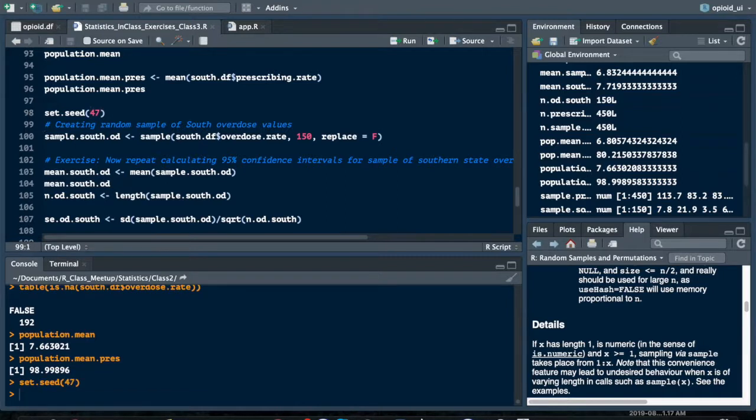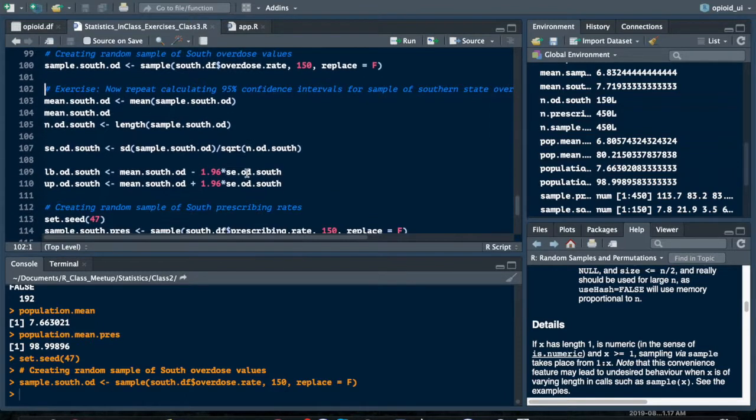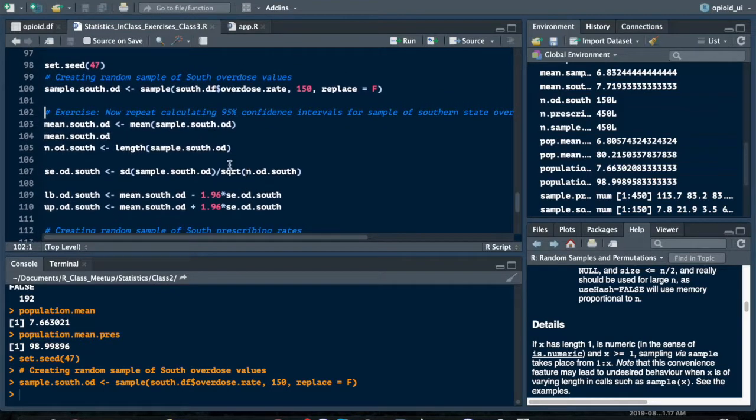So I set the seed. And here you can see I'm pulling from the overdose rate variable. I'm pulling 150 values out of the 192 that exist, and I am not replacing values. So once we pull a value, we are not putting it back in the pool. So I'll run that. Now we are going to calculate our confidence intervals.